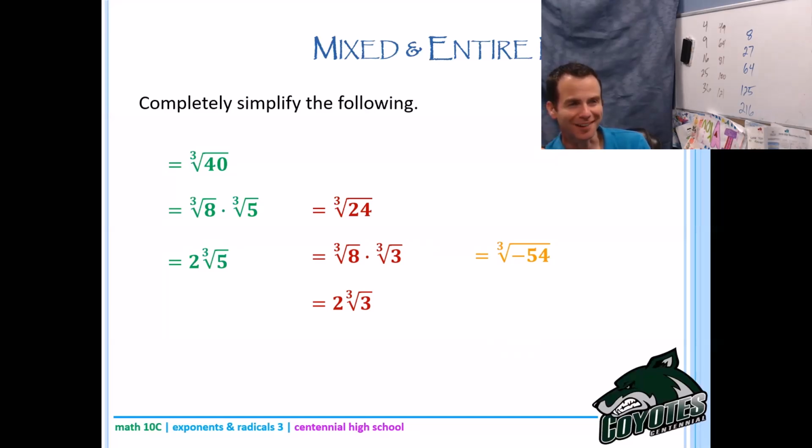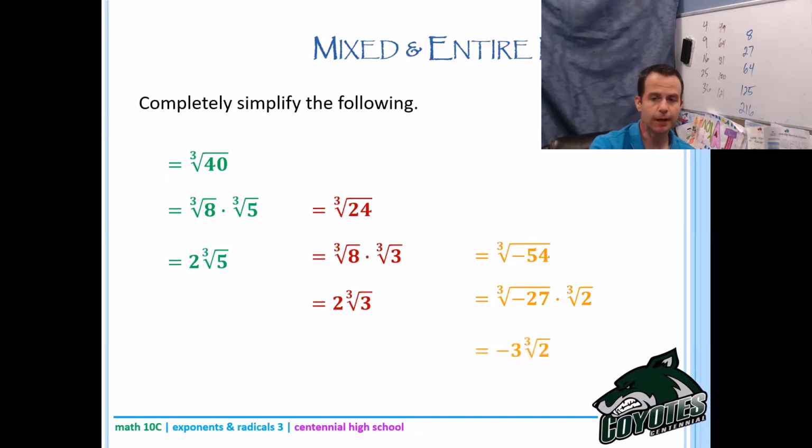For 54, I'm looking at 27. 27 times 2 is 54. I was thinking about the answer in my head. So I have cubed root of negative 27 times the cubed root of 2. I can actually take the cubed root of negative 27. It's okay when it's an odd root index. The cubed root of negative 27 is negative 3. So my final answer is negative 3 cubed root 2.